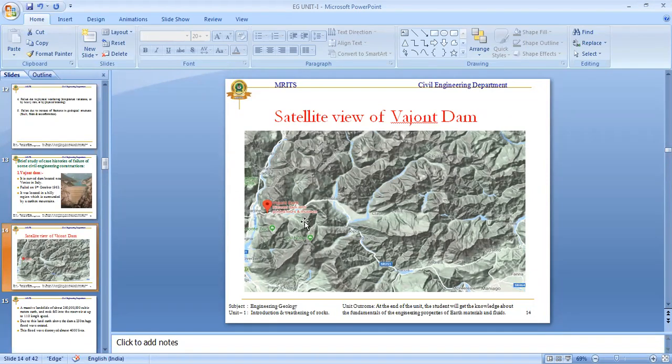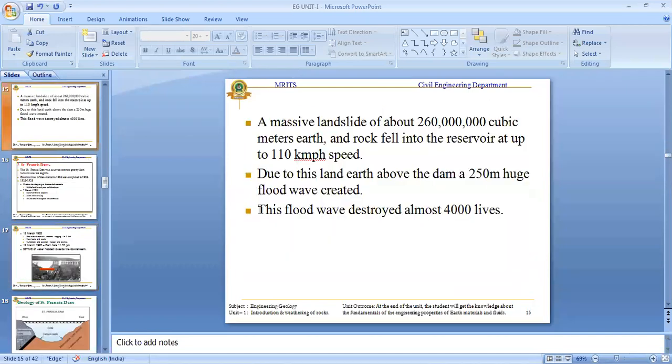The rushing water as well as the land blocks, I mean soil blocks, which fall down in the water are going to hit the Vajont dam. When they hit the dam, it will collapse, and the abutment of the dam will be washed away with the water. This heavy loss was created in Italy, and it already lost 4,000 lives.